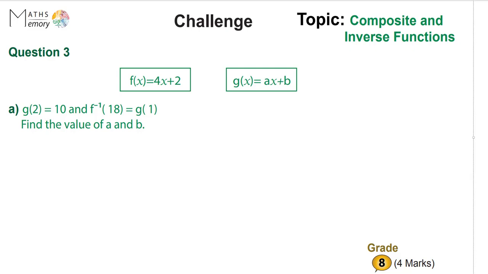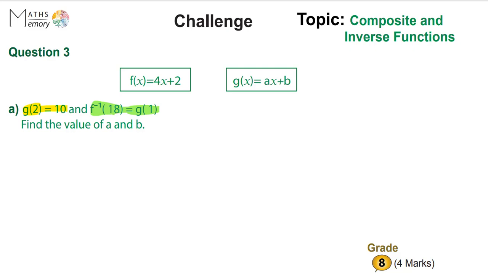Now let's read the question. It looks quite complicated over here, but really if we split this down and use the right technique, it's not that bad at all. So g of 2 equals 10. Okay, that's the first statement we're given over here. And f inverse of 18, or the inverse function of f at 18, equals g of 1.